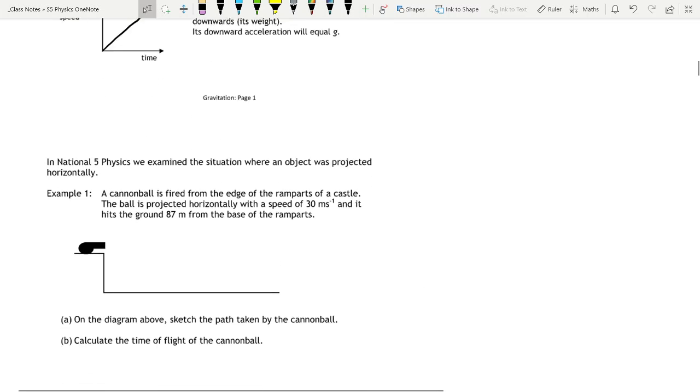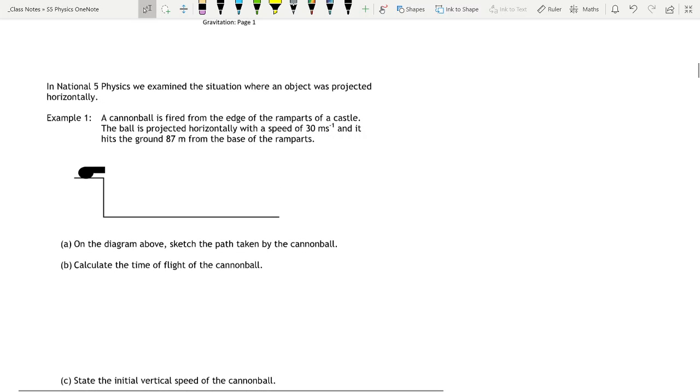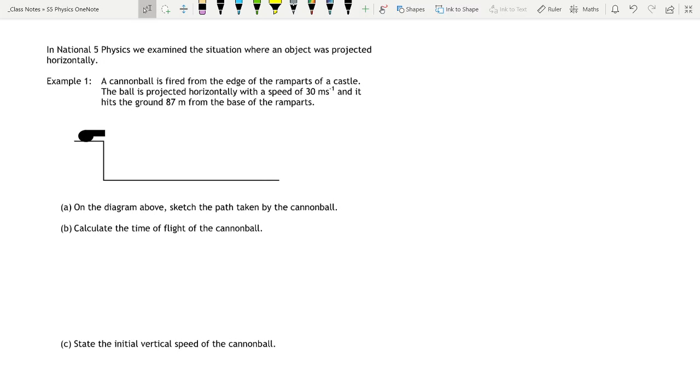So in National 5 physics, we examined the situation where an object was projected horizontally. So in National 5, it was always projected horizontally. So girls, the initial vertical speed was always 0 at National 5. Okay, so for example, a cannonball is fired from the edge of the ramparts of a castle. The ball is projected horizontally with a speed of 30 meters per second, and it hits the ground 87 meters from the base of the ramparts.